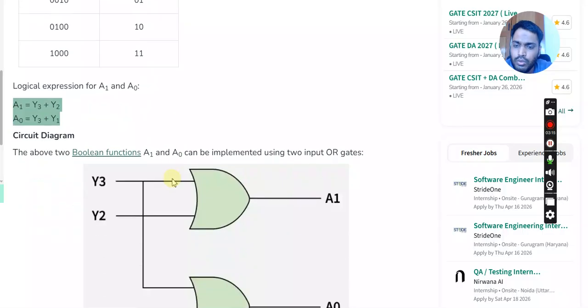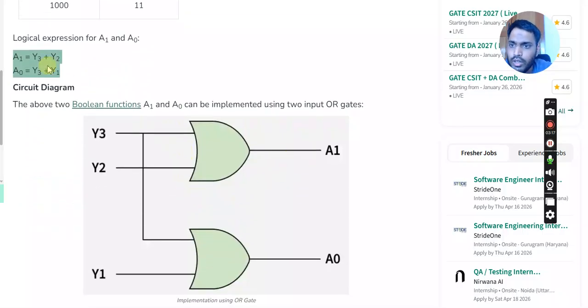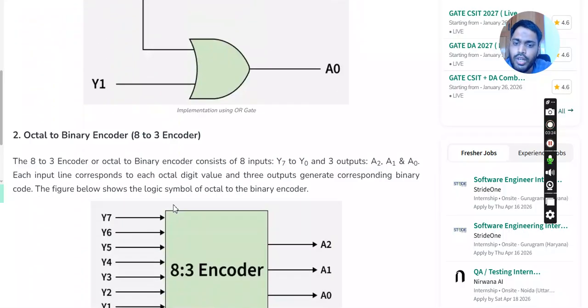Now coming back to the circuit diagram. For A1 it will be Y3 or Y2, and A0 will be Y3 or Y1. So this is the circuit diagram.